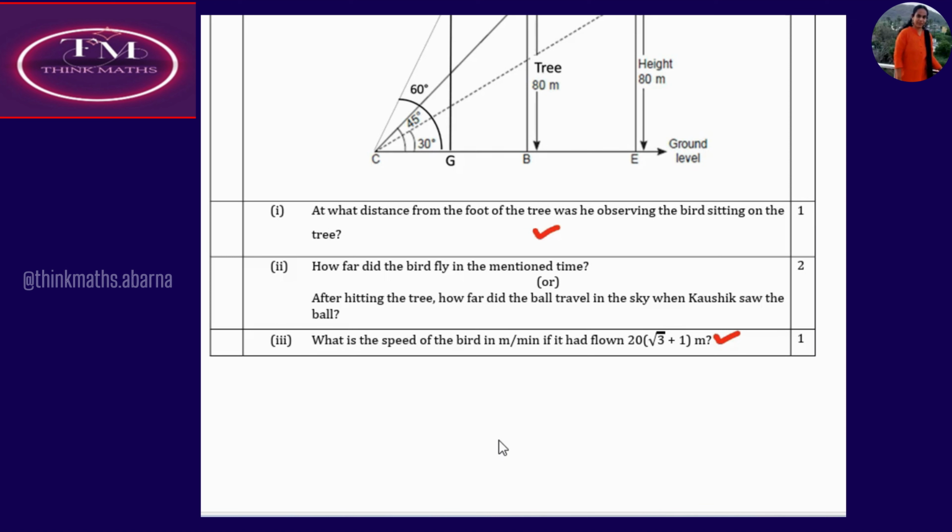In the next video we will be continuing with answering the questions. So for this sample paper, its solution will be answered in the next video.